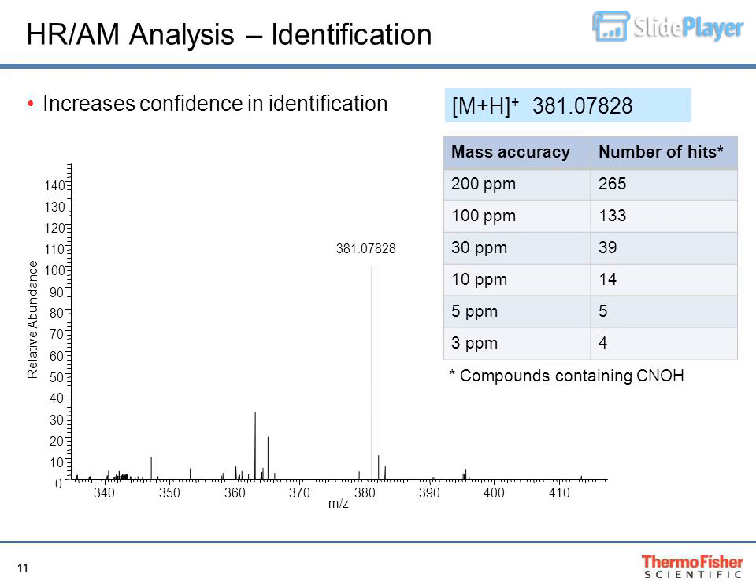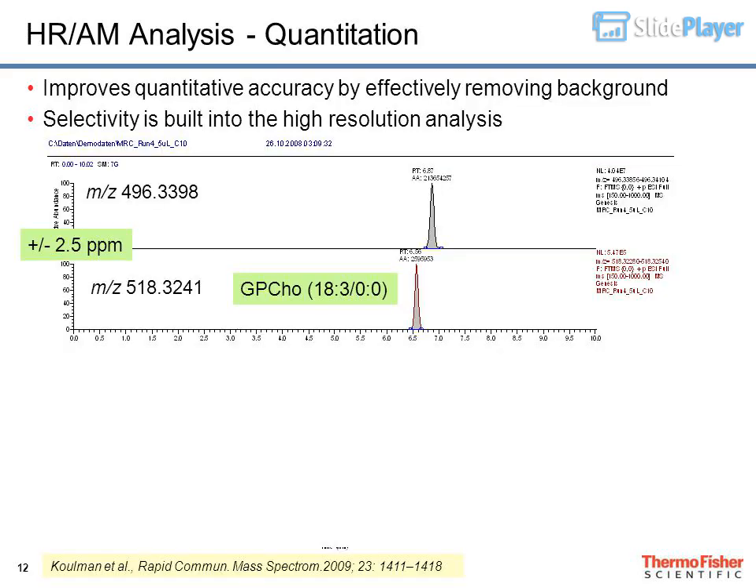381.07828. Compounds containing no. HR/AM analysis, quantitation. Improves quantitative accuracy by effectively removing background. Selectivity is built into the high-resolution analysis. MC 496.3398, +/-2.5 parts per million. MC 518.3241. GP-CHO, 18-30:0. High resolution ensuring selectivity in phospholipid analysis.